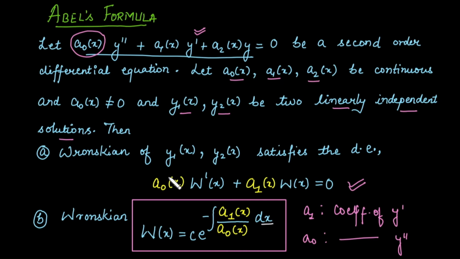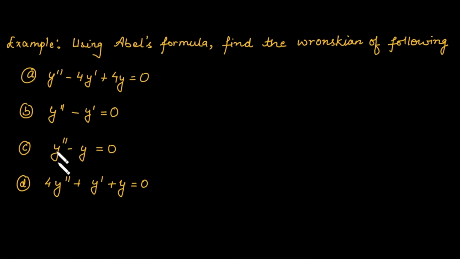Let's explore how to calculate the Wronskian without evaluating the solution from the differential equation using examples. So here we have 4 examples. We need to find the Wronskian of these differential equations without evaluating the solution. First we need to observe whether all the coefficients of the dependent variable and its derivatives are continuous or not. In the first case, the coefficients are constant. Even in the second case, the coefficients are constant, whereas in the C and D parts, coefficients are constant, and constants are always continuous. This means we can directly use Abel's formula to find the Wronskian.